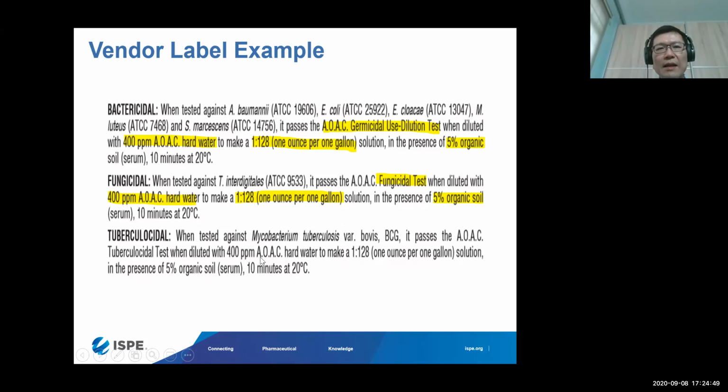So this vendor label information will give you an idea of the efficacy of different types of disinfectants and even the sporicidal agent. So this will give you an idea of the efficacy, and will help you in the selection of the appropriate chemical disinfectants for your clean room cleaning and disinfection program applications.